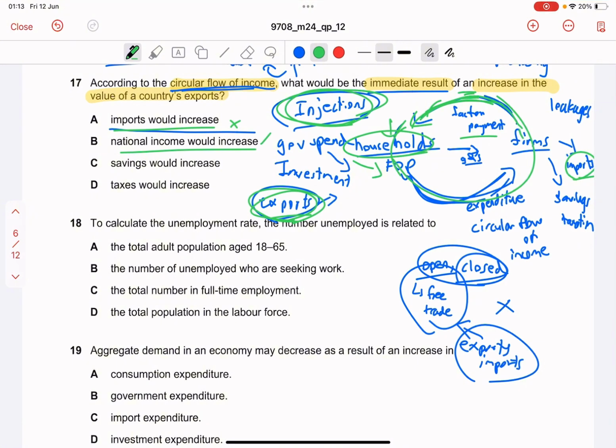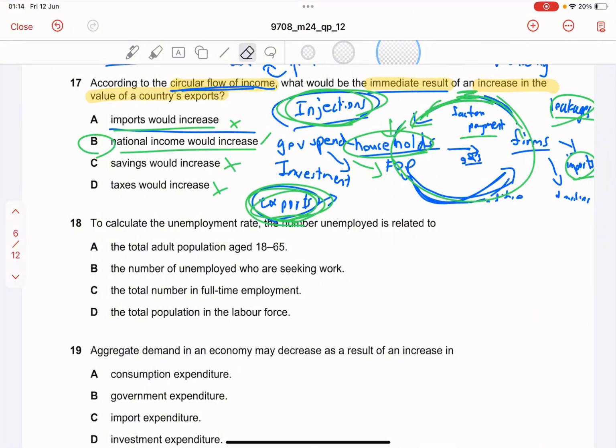Now the next one says that savings would increase. Savings are leakages, and like I said, nothing is always in equilibrium. Just because your injections increase doesn't mean that something from your leakages will increase. So that's the same logic as the first option, A, so now cross that off. Taxes would increase. That's the same thing. This is a leakage. No, it doesn't make sense. So it leaves you with only B, and yes, B is actually the correct option, so that's what we'll be choosing.